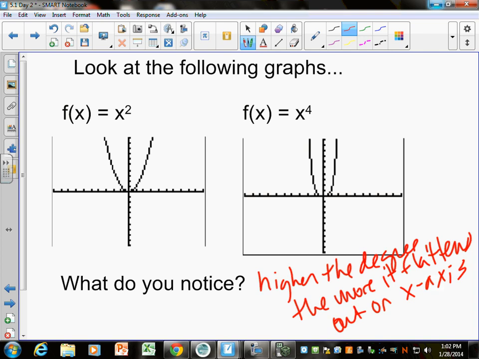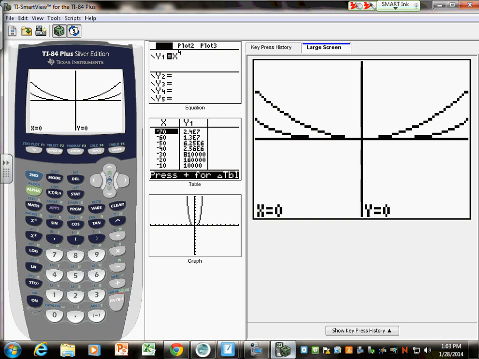We could also look at odd degrees and do this. If you think about x cubed, do you remember what the graph of x cubed looks like? It's like an S graph, right? You don't have to draw this one, but the higher the degree, the more it flattens.